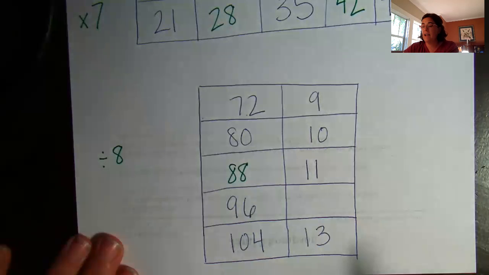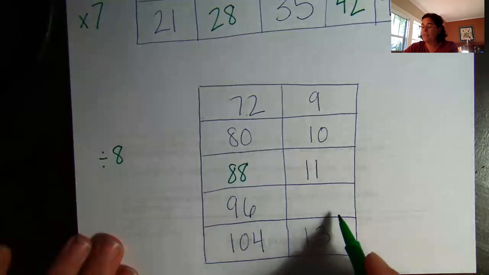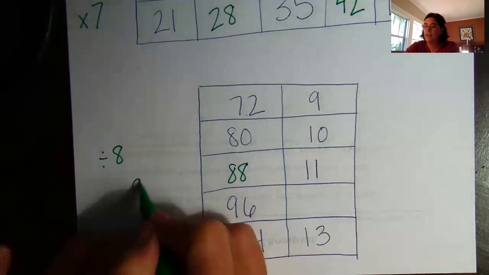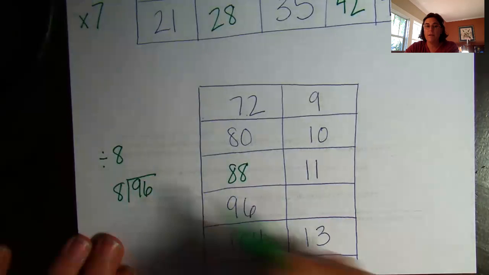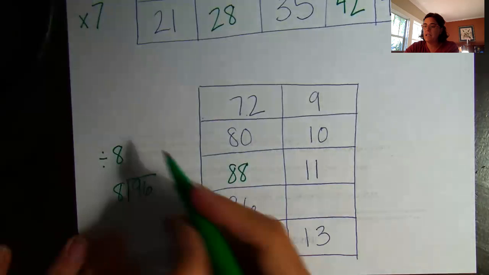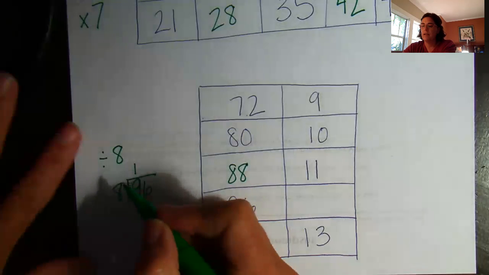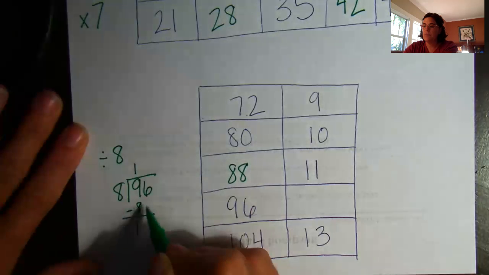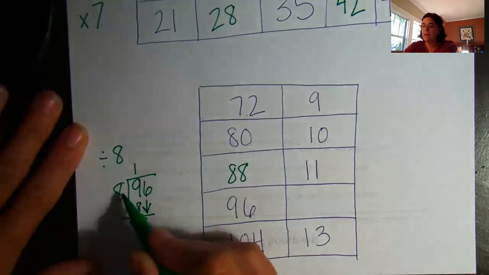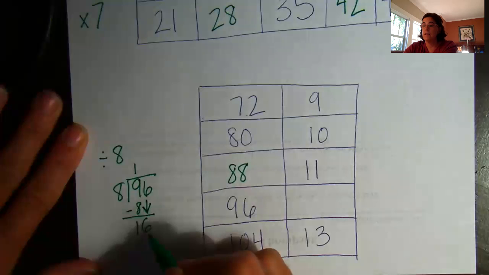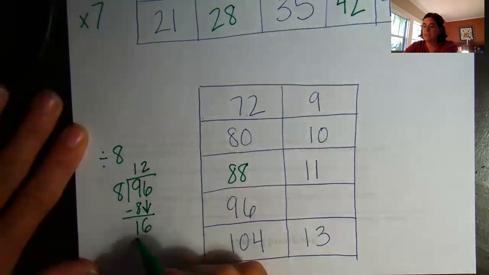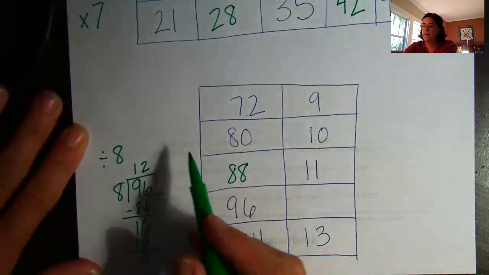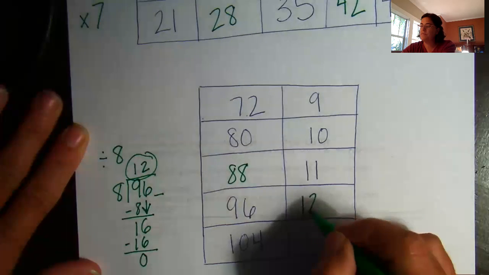Very good. Now, I'm given this number, but I don't know what this number is. I know I'm dividing by 8 though, so I can come over here and set up a division problem and go ahead and divide. 8 into 9 is 1. 8 times 1 is 8. Subtract 1, bring down 6. 8 into 16 is 2. 2 times 8 is 16. Subtract. Is there anything else to bring down? Nope. That's our number, 12.